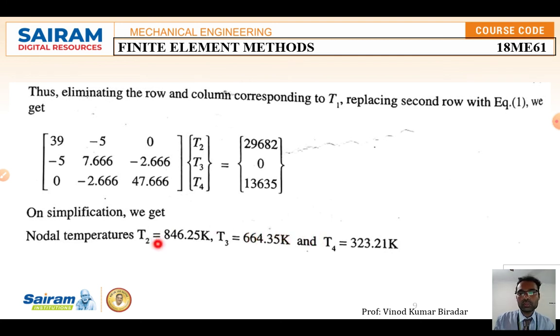T2 is equal to 846.25 Kelvin, T3 is equal to 664 Kelvin, T4 is equal to 323. Like this you have to calculate the nodal temperatures for the given composite wall. T1 was already given, so these are the nodal temperatures for the given composite wall. Like this you have to solve the numerical problems on composite wall.